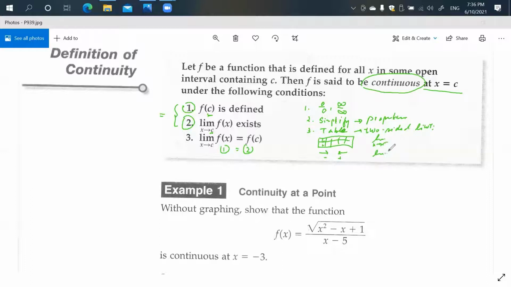With the two-sided limit, you write the limit of f of x as x approaches c minus, the left-hand limit, and c plus, the right-hand limit. So it's almost the same idea. Only here you include a conclusion: your answer is continuous or discontinuous.